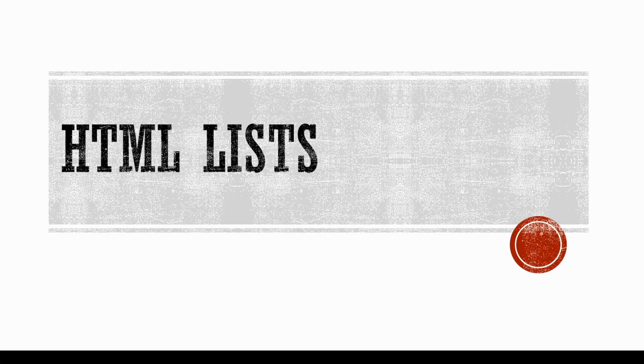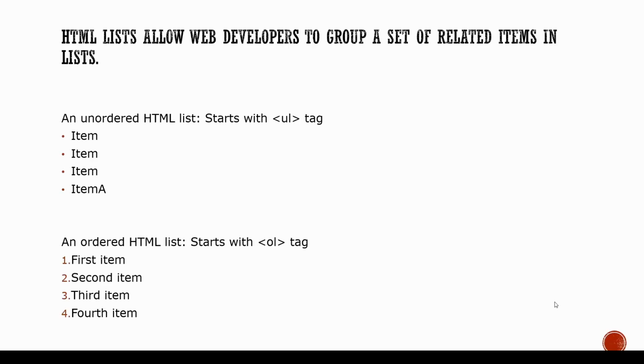In this section, we are going to learn about HTML list. HTML list allow web developers to group a set of related items in a list. It can be mainly of two types, an unordered list and an ordered list.